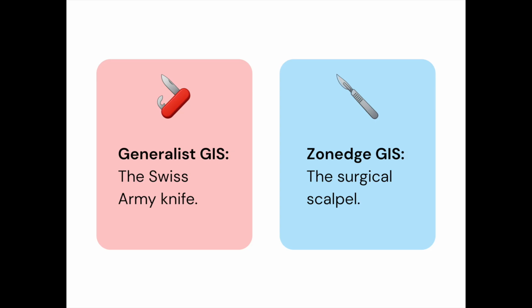Trying to manage a complex fiber network with a general GIS is a lot like being asked to perform heart surgery with a Swiss Army knife. I mean, sure, it has a blade, but what you really need is the precision of a scalpel. And that's the core difference we're talking about today, the generalist versus the specialist tool.